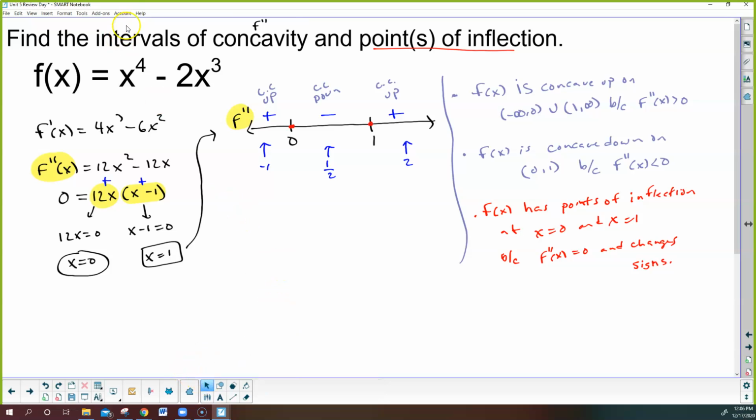Okay? Now notice, I didn't need to do the sign chart for the first derivative. If I wanted to do that, I could find the critical points and find maxes, mins, increasing, and decreasing. But this only asks for concavity, so I didn't need the sign chart for that piece.